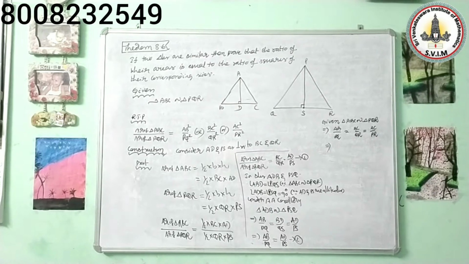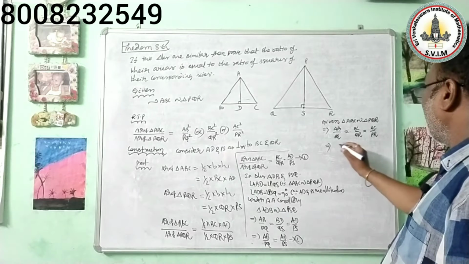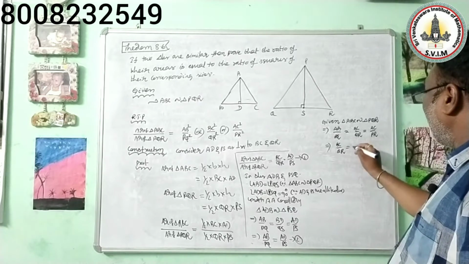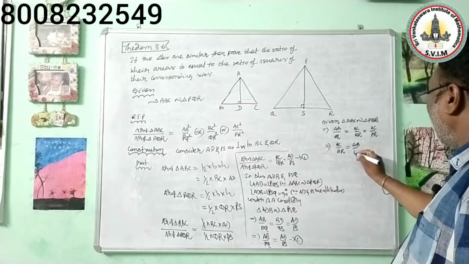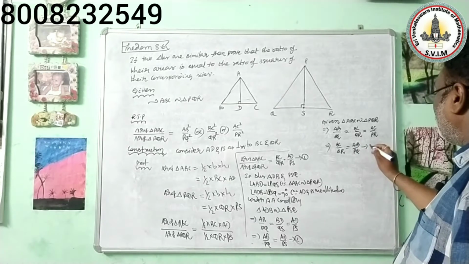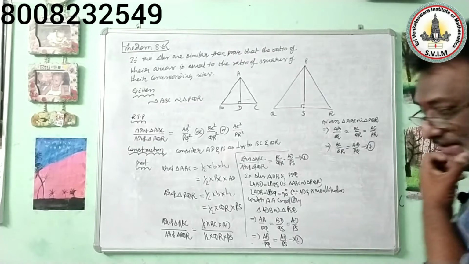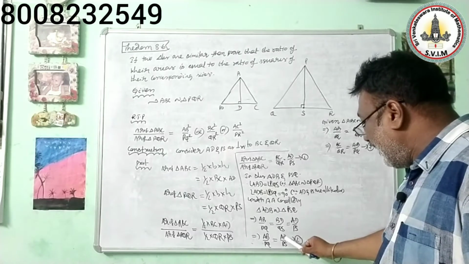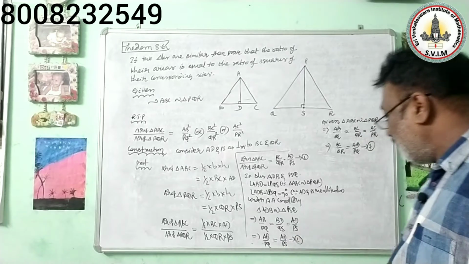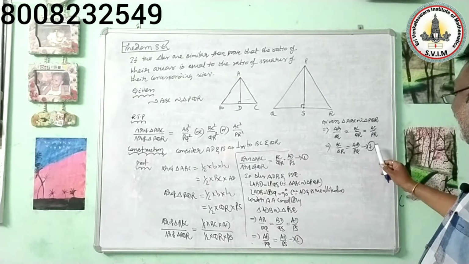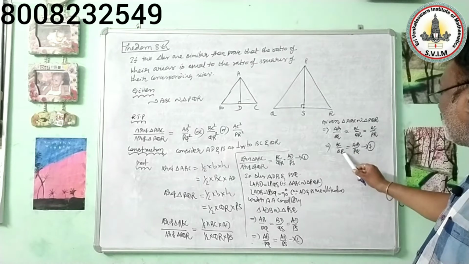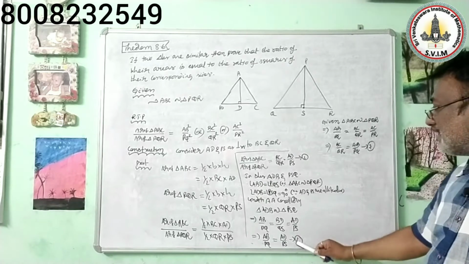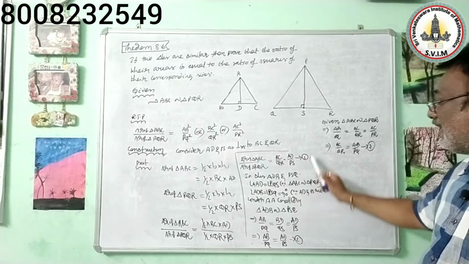Now listen to me. Here BC by QR is equal to, I am taking AB by PQ. This one I am taking as equation 3. Now listen to me. In equation 2, AD by PS is equal to AB by PQ. So in this equation 3, BC by QR is equal to AB by PQ. So these two equations we need to substitute in equation 1.